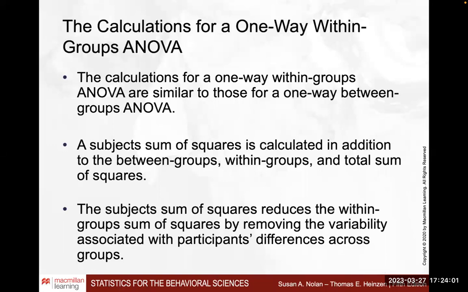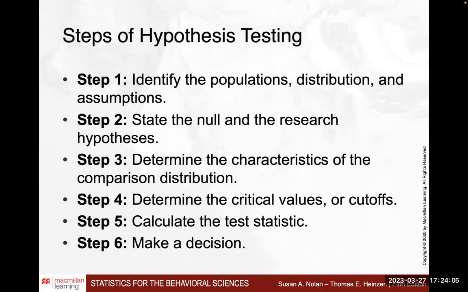The subject sum of squares reduces the within group sum of squares by removing variability. We had that. The steps of hypothesis testing we've discussed at another point. We identify the population, we identify the distribution, and we identify the assumptions, which for the regular ANOVA are random sampling, normal distribution, and homoscedasticity. For the within groups ANOVA, we have a fourth one. Why do we have a fourth one?